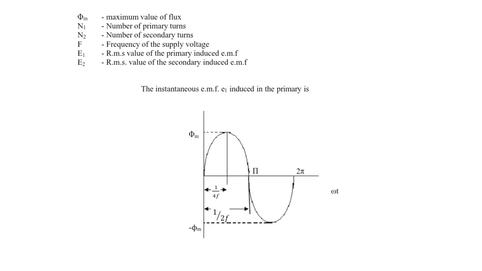The details are given in the figure. Suppose the flux that we are applying is from an instantaneous alternating current; the maximum flux is φm. N1 and N2 are the number of turns in the primary and secondary. f is the frequency, and E1 and E2 are the RMS values of the EMF.